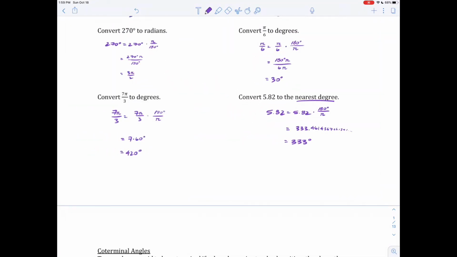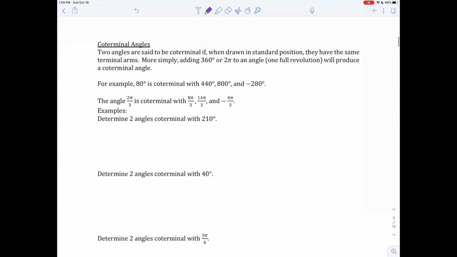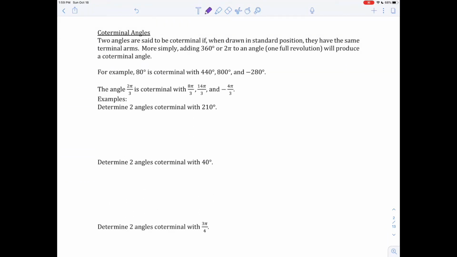We're also going to talk today about coterminal angles. Coterminal angles essentially point in the same direction or open the same net amount. Like if I spin 180 degrees and I spin 540 degrees, I'm still going to face the same direction. So when two angles are coterminal, if you draw them, they have the same terminal arms. They end up in the same spot.